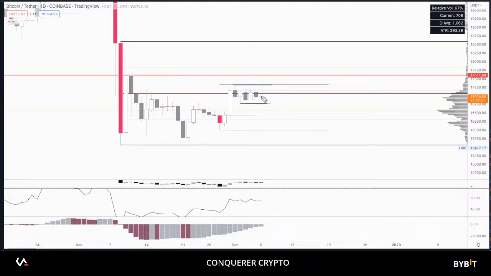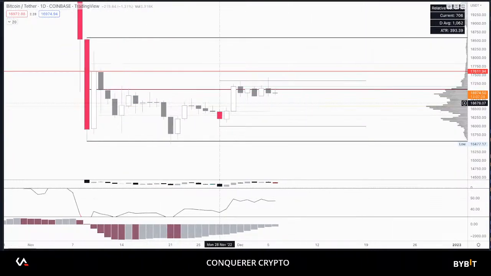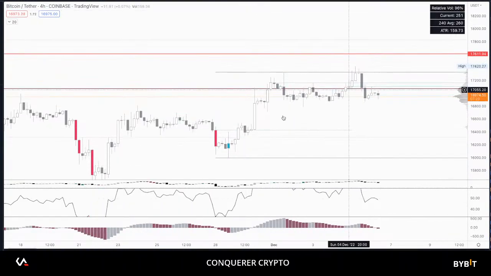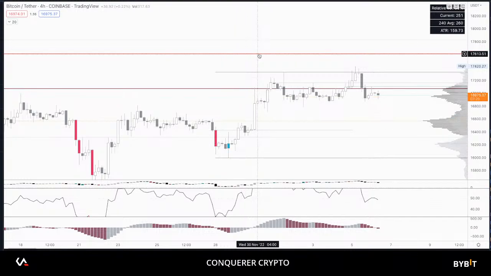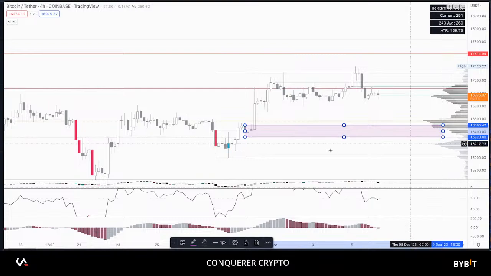So that's why I was expecting a rundown first to this demand zone. If it bounces, then we can look for higher targets, but let's go down a little bit more. So that's basically our last consolidation before the breakout zone. So that could be an important area for us.